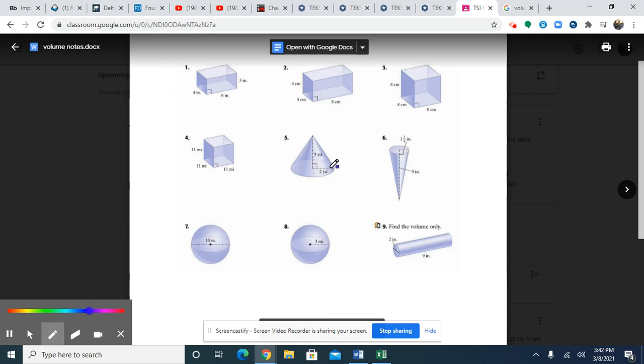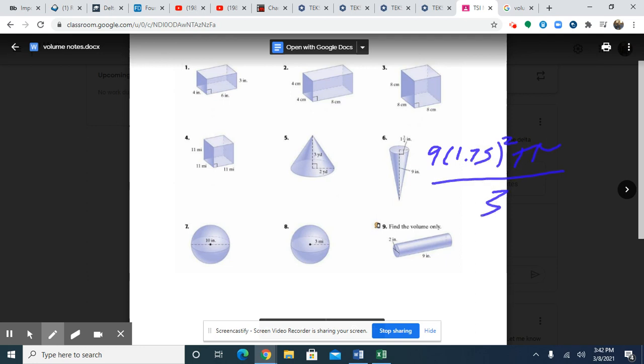Now let's look at the same situation. We have a height of 9. We have a radius of 1 3/4. So all I'm going to do is just say 1.75 squared times pi divided by 3. So what we're going to do again is take 1.75 squared. That's 3.0625. And multiply that by 9.